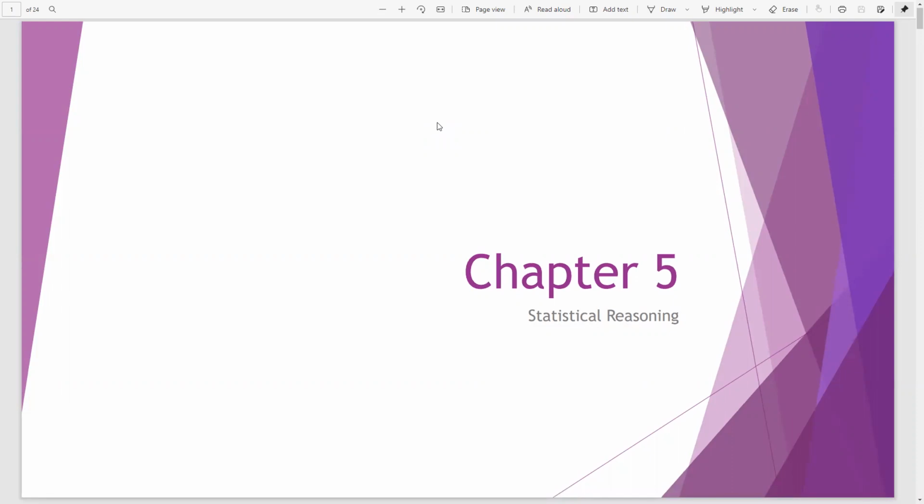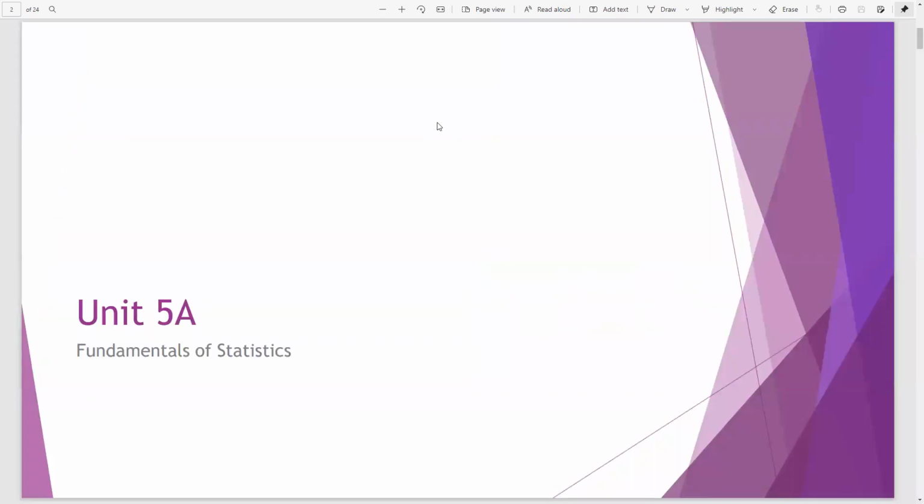Right, that is chapter 5 in this one. Chapter 5, we're doing statistical reasoning. The first unit is about the fundamentals of statistics.